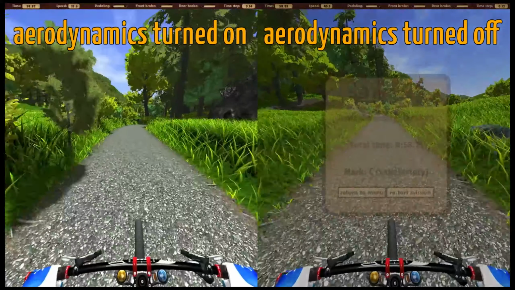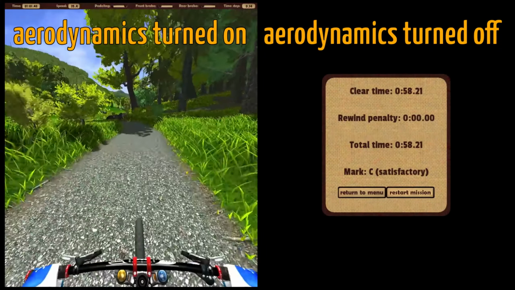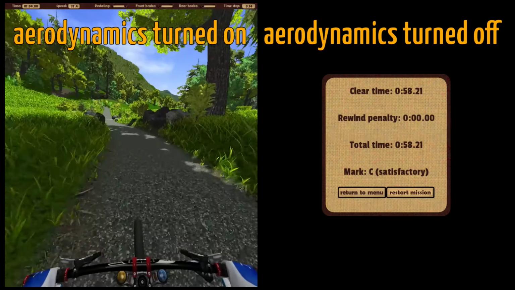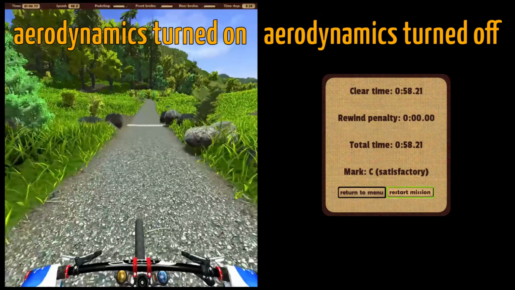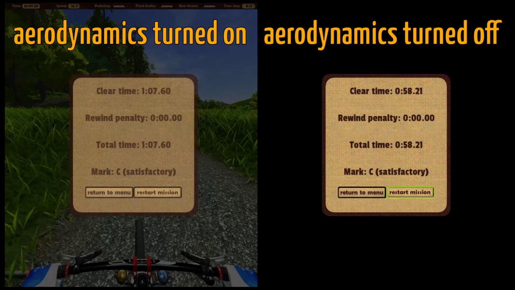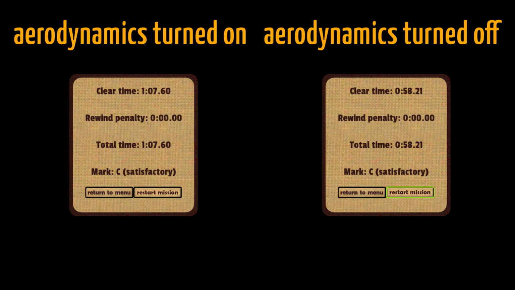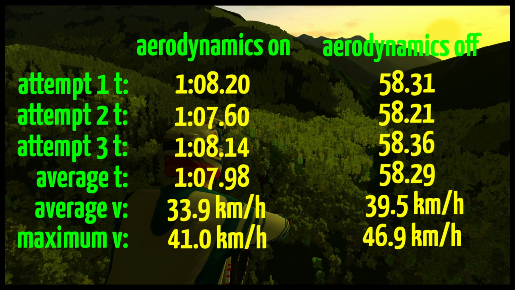A rider without air drag ends the race with a time of 58.21 seconds. The finish line appeared for the second rider, so he crossed the finish line with a time of 1 minute 7.6 seconds. The results of the 3 tries are in the following timetable. The average ride time when accounting for aerodynamic forces was 1 minute 8 seconds, and the maximum speed was 41 km per hour. Excluding aerodynamics, we got an average time of 58.3 seconds and a top speed of 46.9 km per hour.